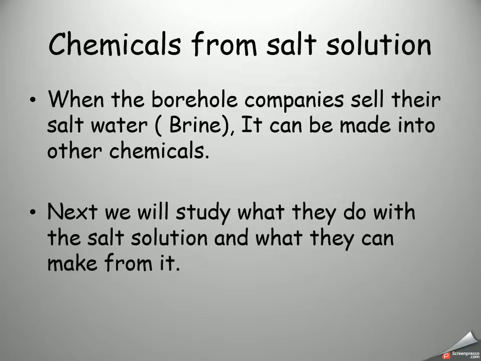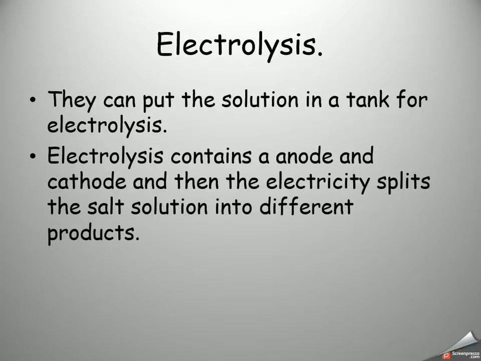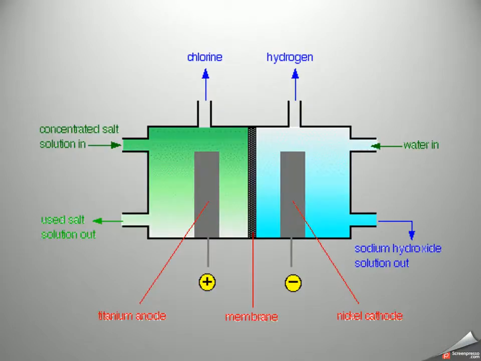So, chemicals from the borehole. What borehole companies do is they take their salt water, and it can be made into other chemicals. So we're going to look at what other chemicals they can actually make with it. First of all, they can do electrolysis. They can get this salt solution, just like we looked at with copper sulfate and copper, and do electrolysis on it. It's the same drill. They have an anode and a cathode, and then they pass electricity through it.